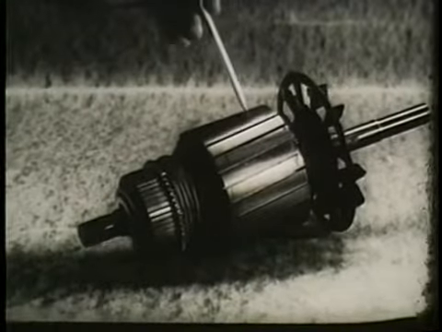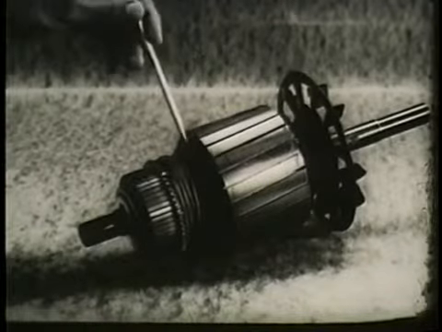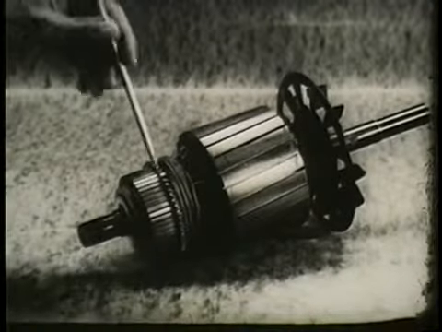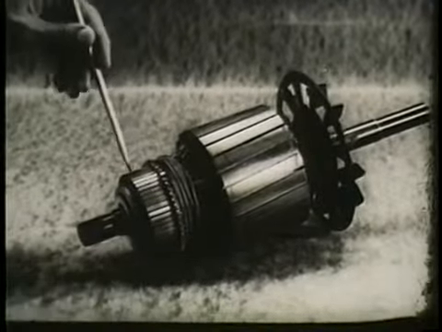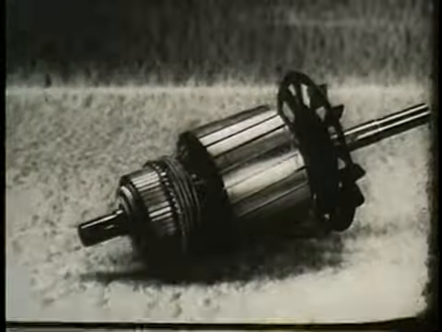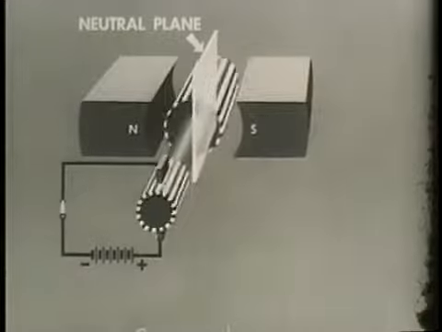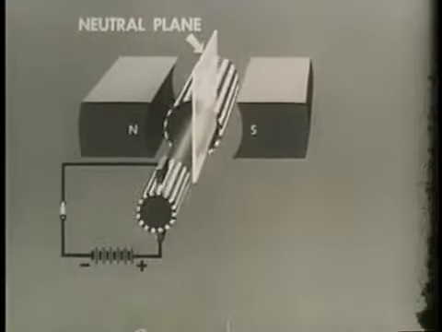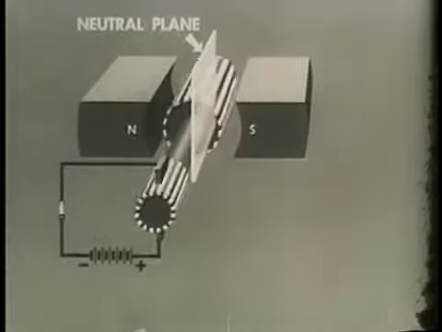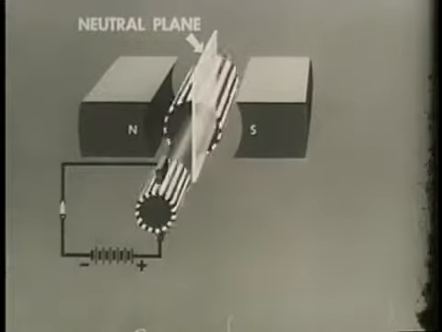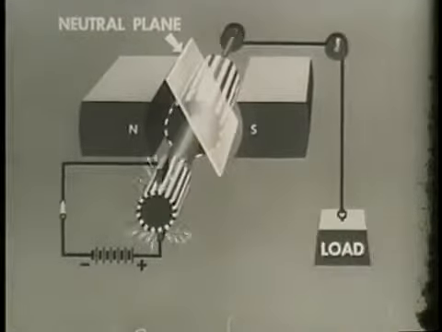Since current in the rotor loops must reverse each half cycle, two commutator segments per loop are required. Here in the motor, as in the DC generator, there is a neutral plane. The interaction of the conductor fields on the main field causes this neutral plane to shift and sparking to occur when a load is added.